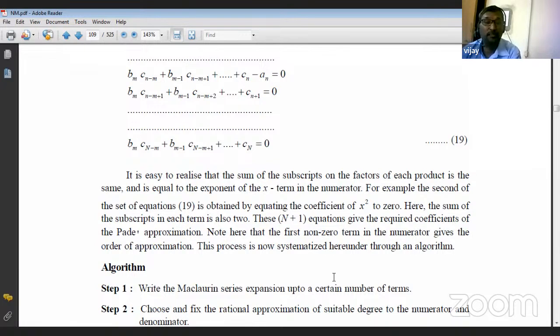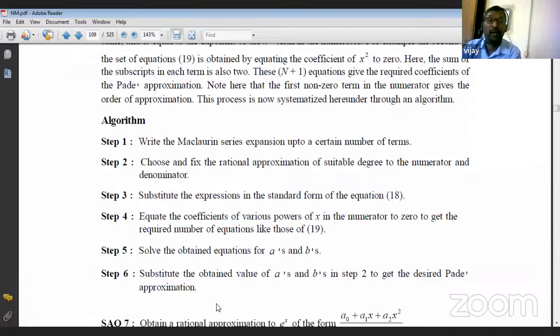Hence, the sum of the subscripts gives these equations, from which we get the required coefficients of the approximation. Note here that the first non-zero term in the numerator is the approximation. This process is now symmetrized here. Write the Maclaurin series expansion to a certain number of terms.